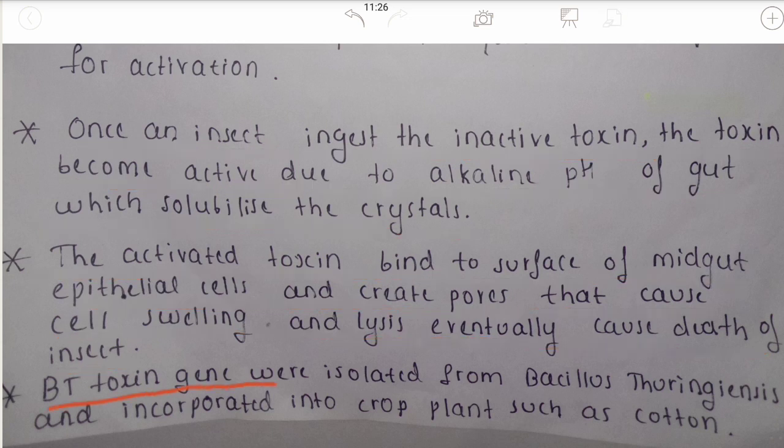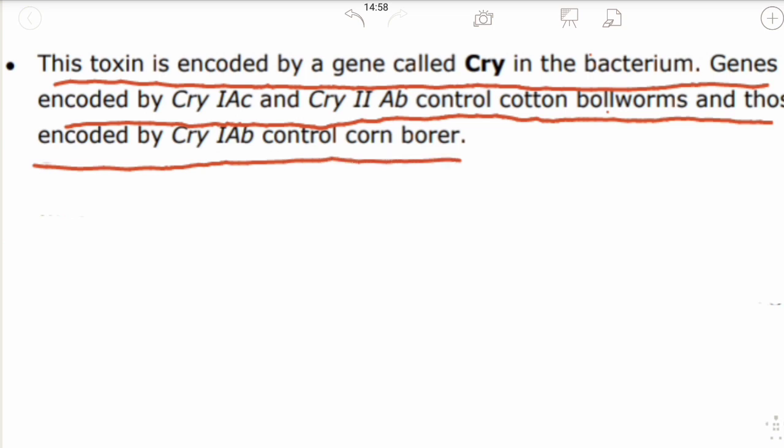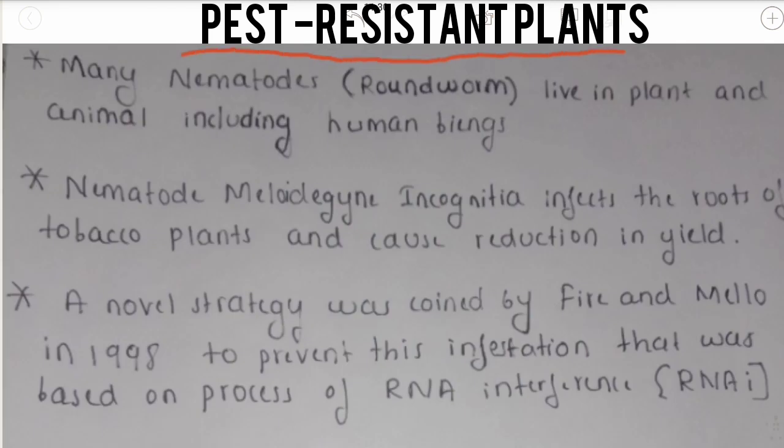Next. Bt toxin genes were isolated from Bacillus thuringiensis and incorporated into crop plants such as cotton. So Bt cotton is made using genes isolated mainly from Bacillus thuringiensis, Bt. The toxin is encoded by a gene called cry in the bacterium. Genes encoded by cry1Ac and cry2Ab control the cotton bollworms, and those encoded by cry1Ab control the corn borer. So basically these toxins are encoded by a gene called cry. Very simple.